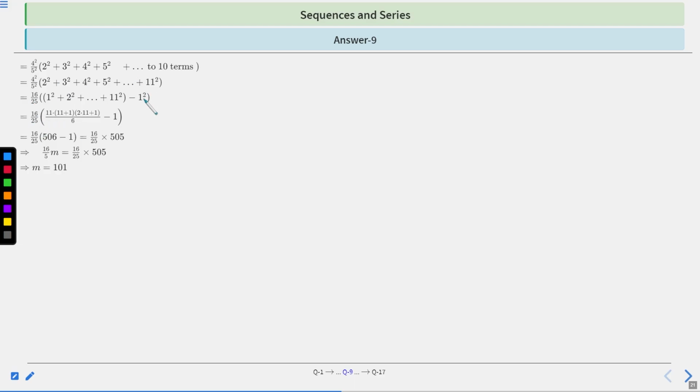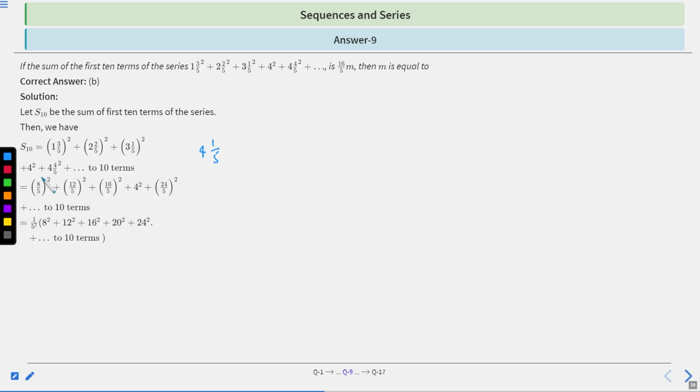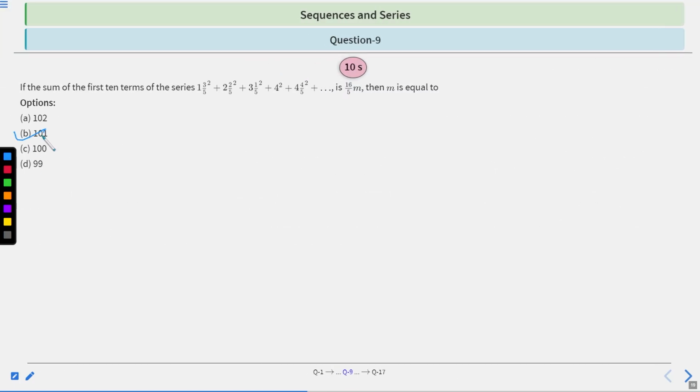Add 1 square and subtract 1 square. So 1 square plus 2 square till 11 square minus 1 square. Now apply 1 square till 11 square is n into n plus 1 into 2n plus 1 upon 6. Right, after solving this, we get 16 upon 25 into 505, and it is equal to 16 upon 5m. So after solving, we get m as 101. So I think option B is the right choice, 101.